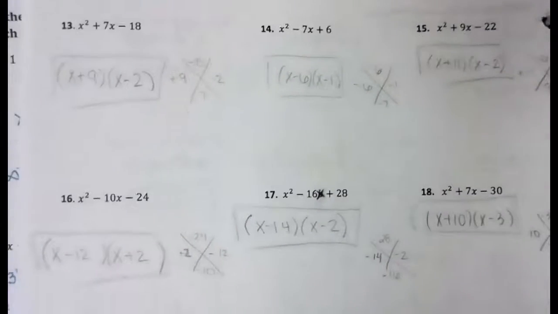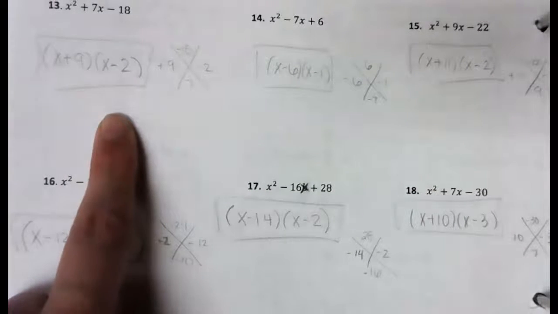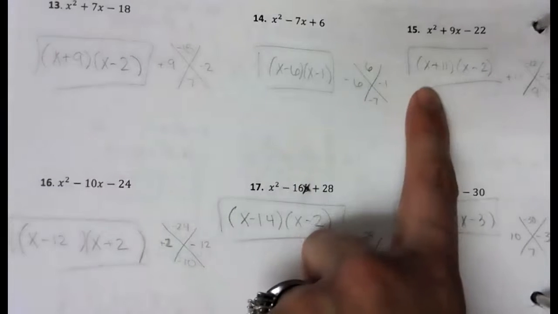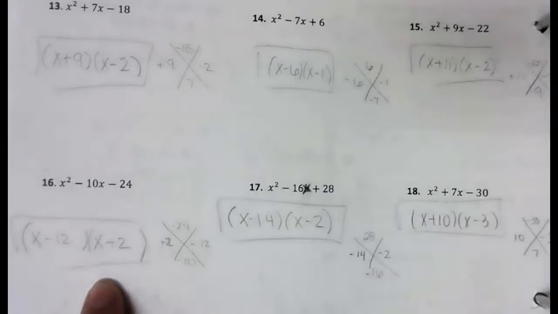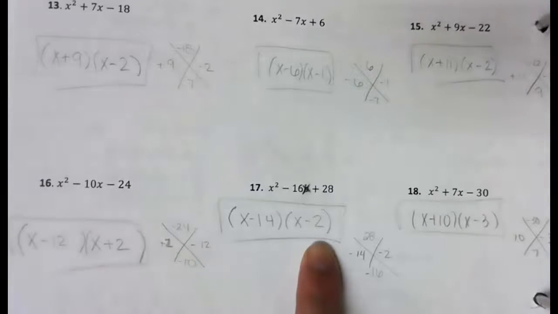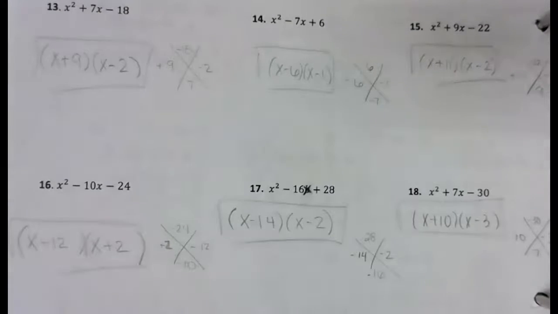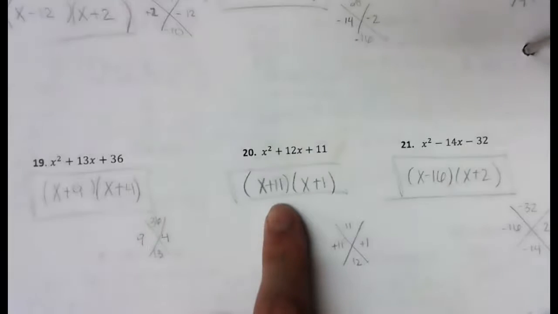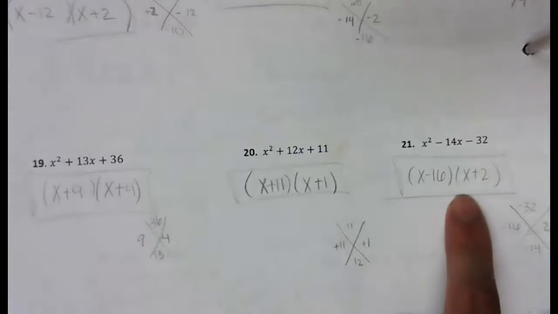Okay, and then on the back, you have x plus 9, x minus 2. That's x minus 6, x minus 1. x plus 11, x minus 2, x minus 12, x plus 2, x minus 14, x minus 2, x plus 10, x minus 3, x plus 9, x plus 4, x plus 11, x plus 1, x minus 16, and x plus 2.